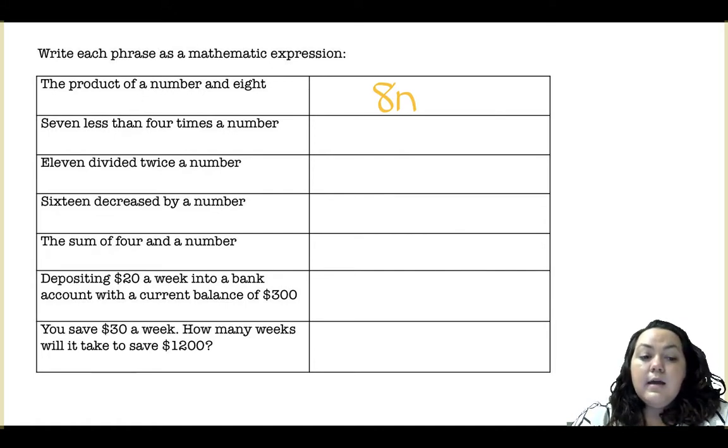7 less than 4 times a number. So less than is one of those tricky ones where you want to be careful. It means you have to subtract it after your other thing. So I'm going to take 7 away from something else. 4 times the number is 4n. And then I'm going to do 7 less than that, so I'm going to take 7 away from it. 11 divided by twice a number. So I'm going to start with 11, and I'm going to divide it by 2 times a number, so 2n.